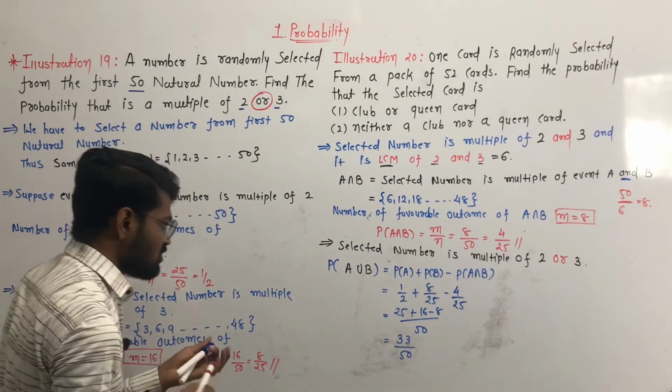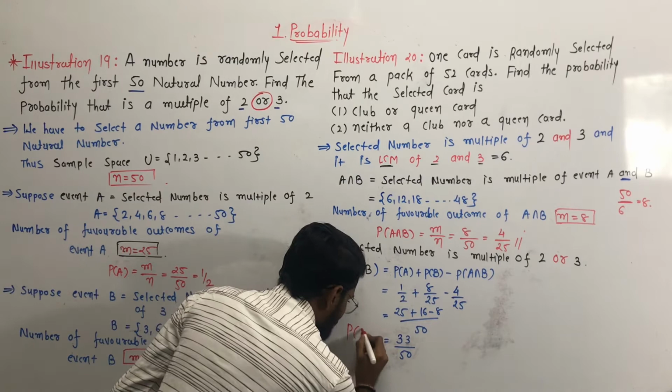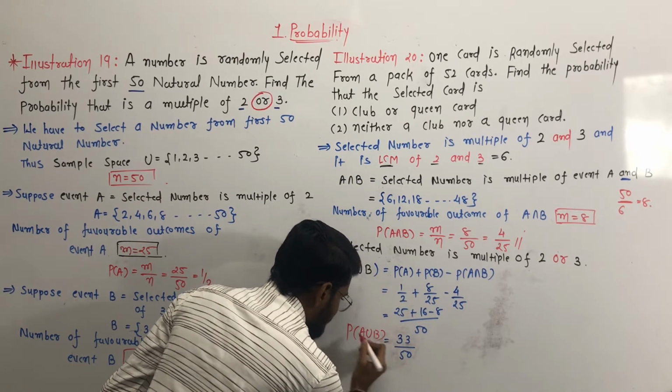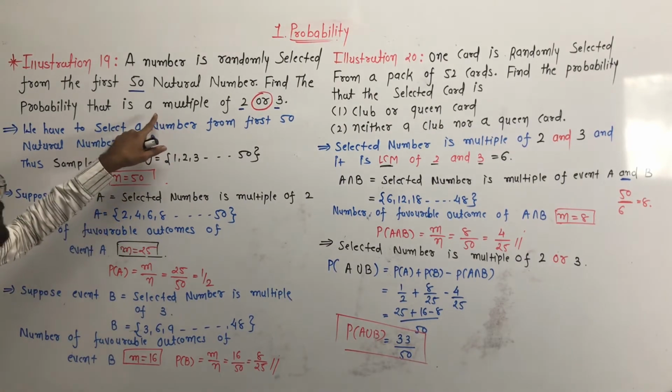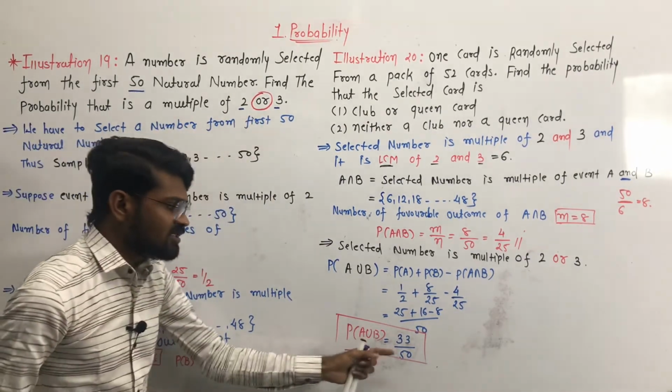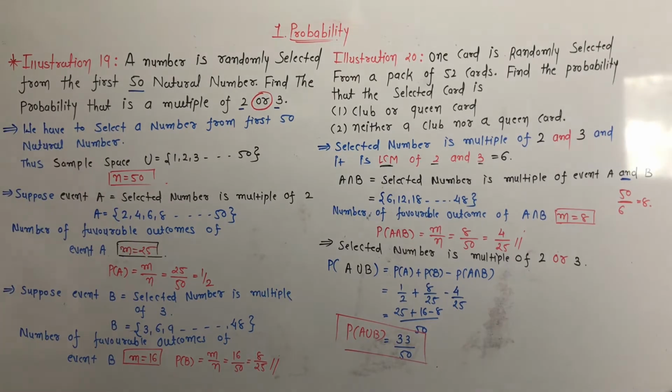Yes, so this is the probability of union of event A and B. Yes, so the probability of the selected number is multiple of 2 or 3 is equal to 33 by 50. Clear? Write it down.